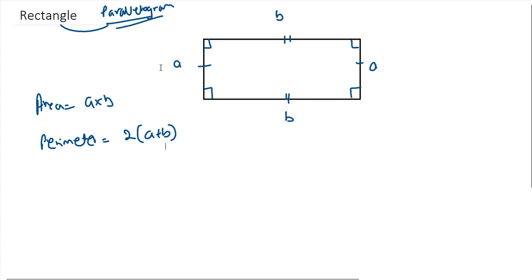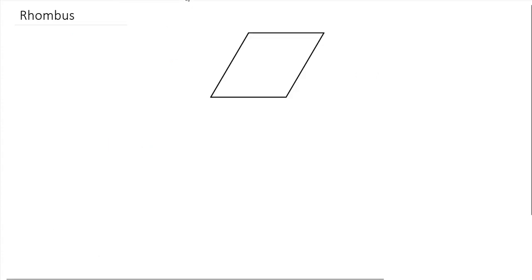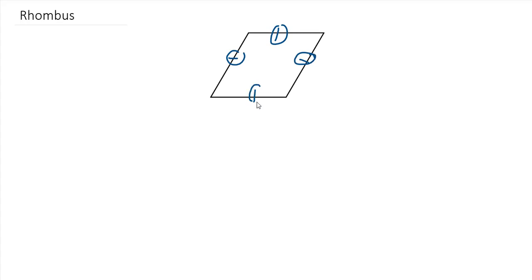Let us now see what is a rhombus. Again, a rhombus is also a parallelogram with opposite sides parallel. So this side is parallel to this side, and this is parallel to this side, and the length of all these four sides will be equal. The angle between two adjacent sides is not 90 degrees. This angle can be anything but not 90 degrees. So this is the basic definition of a rhombus.